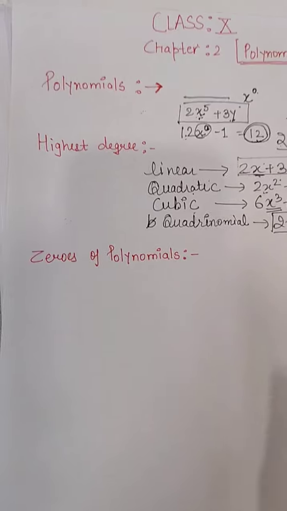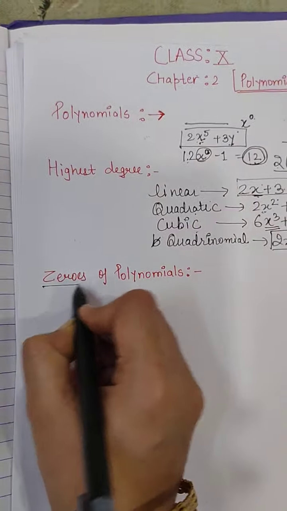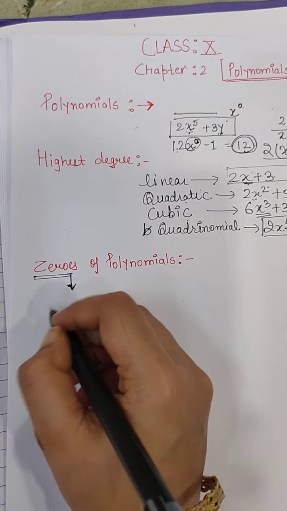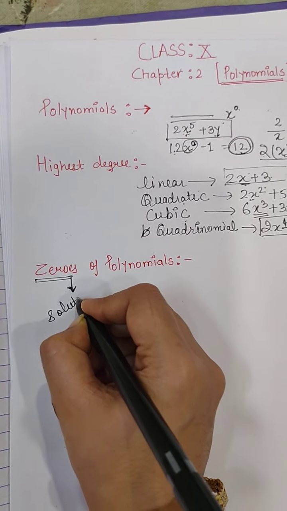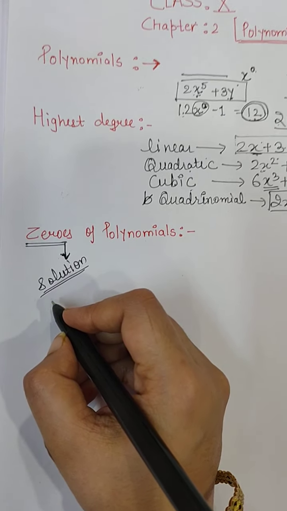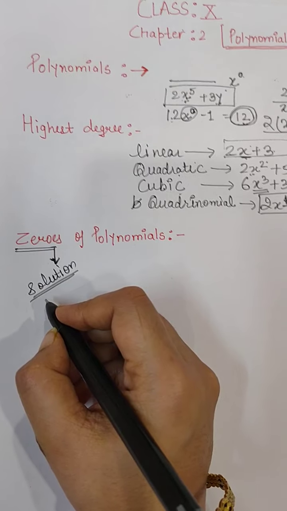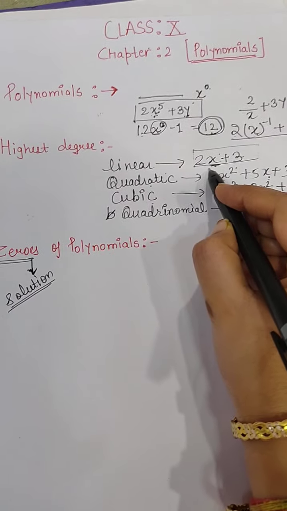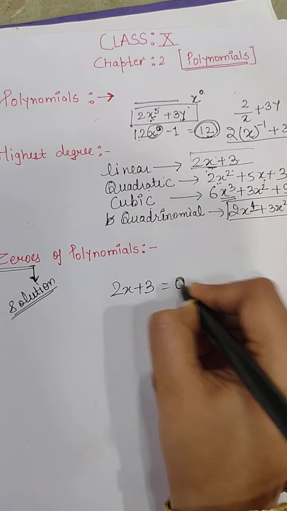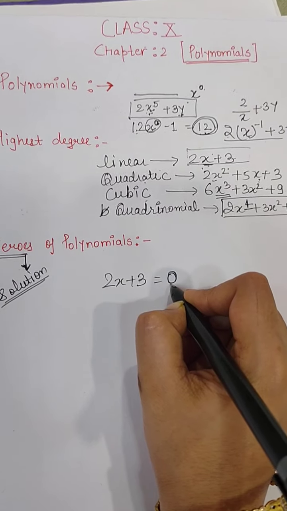Now the new point for you is zeros of a polynomial. What is the meaning of the zeros of a polynomial? The simple meaning is that the zeros of a polynomial are the solutions of the polynomial, meaning the answers of a polynomial are called the zeros of the polynomial. You take any example of a linear equation. The linear equation I have taken here is 2x plus 3. So you take 2x plus 3 equal to 0. Why have I put this polynomial equal to 0? Because we are finding the zeros of the polynomial.